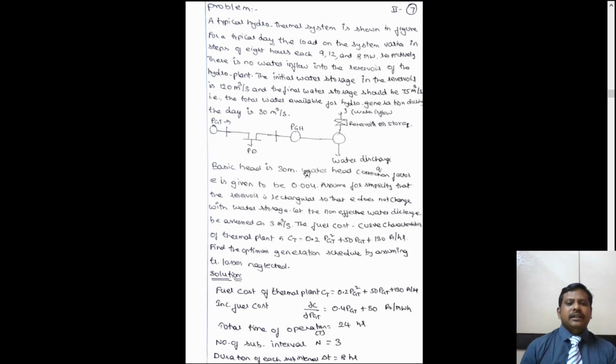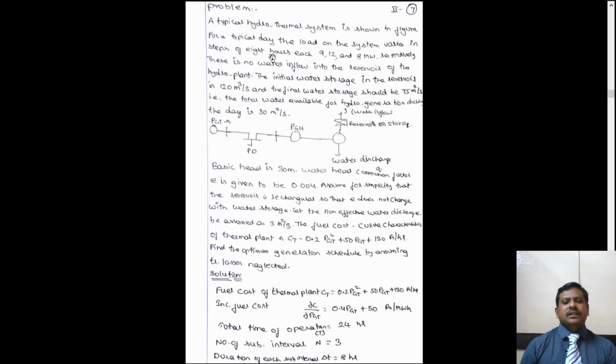So here we have taken, but according to the JNTK curriculum, this part is not there in your syllabus. Remember this point. Long-term scheduling is not there, but in order to have knowledge, we have just taken this problem. A typical hydrothermal system is shown in the figure. For a typical day, the load on the system varies in steps of 8 hours, each 9, 12, and 8 megawatt.